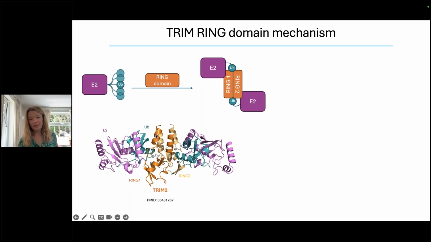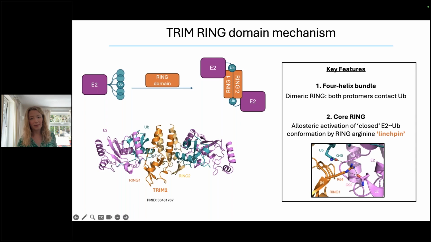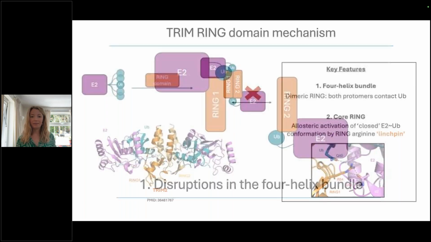And you can see here at the top, we have this 4-helix bundle, which mediates the dimerization. And down here, we have what I'm calling the core of the RING domain, and this can contact the E2 and the ubiquitin. In particular, there's this so-called linchpin residue in the RING domain, in orange here, which you can see contacts both the ubiquitin and the E2. These contacts are known to hold the ubiquitin in the closed conformation so that it can be discharged onto substrates. And therefore, this is the core of how the RING domain catalyzes ubiquitination.